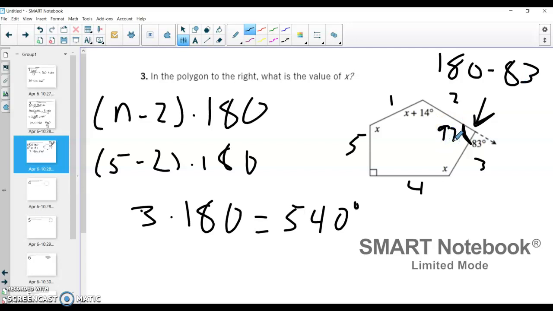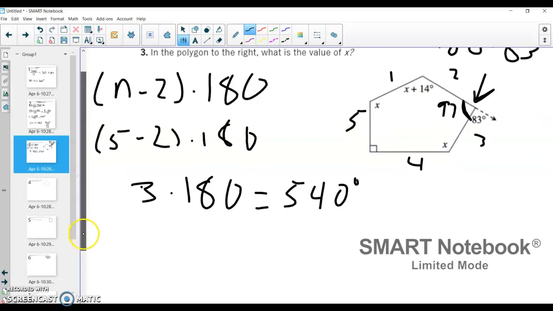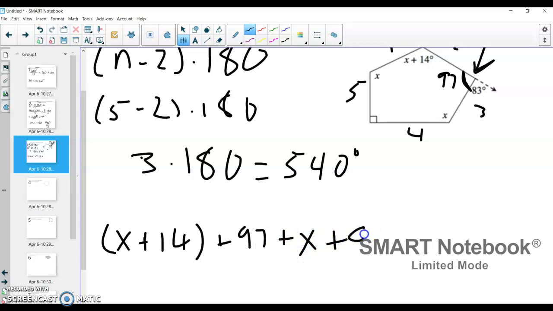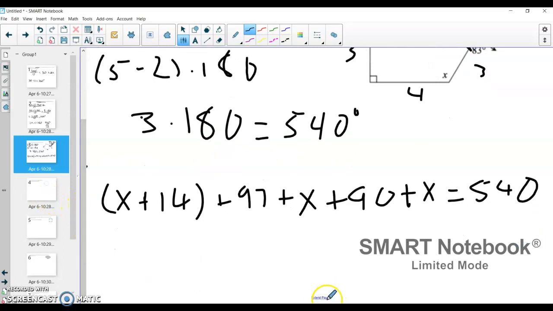Okay? Now I'm going to take all my interior angles, add them up, and set them equal to 540 because I know that's what they have to equal. And so what I get is x plus 14. That's one of my interior angles. Sorry. x plus 14 plus 97 plus x plus 90 from that 90 degree angle plus another x, and that whole thing needs to equal 540. The sum of all those needs to equal 540.